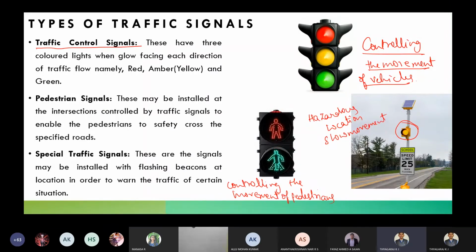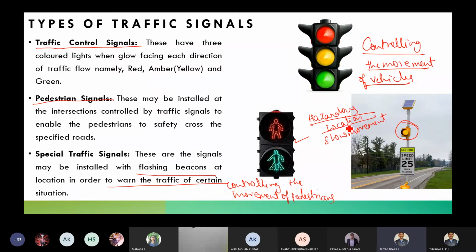So remember, three types of signals are there. One is traffic control signals, that is controlling the movement of the vehicle. Pedestrian signals, which will be controlling the movement of the pedestrian at the intersection. Then special traffic signals, which may be installed as flashing beacons at locations in order to warn the traffic of certain situations.